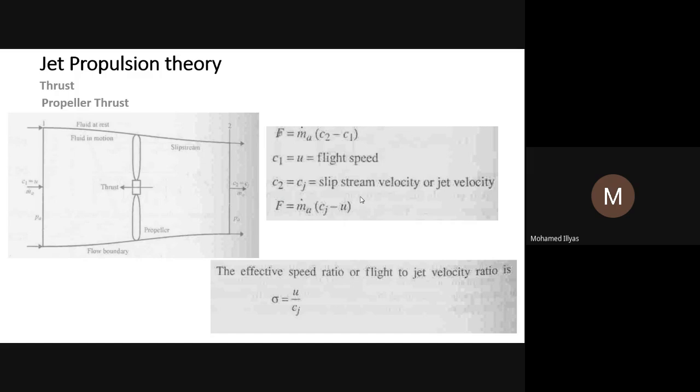This is a very important relation, and we'll use another performance parameter with respect to these two velocities, namely flight speed and jet speed. We call it the flight speed to jet speed ratio. We'll use it in some of the later derivations.